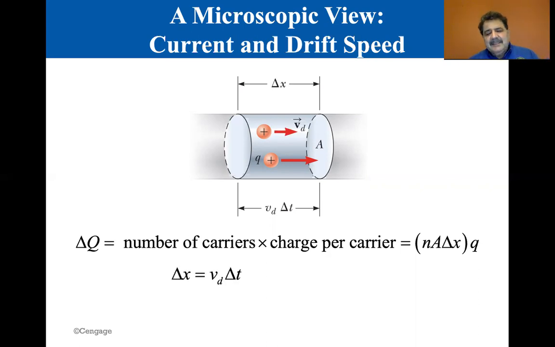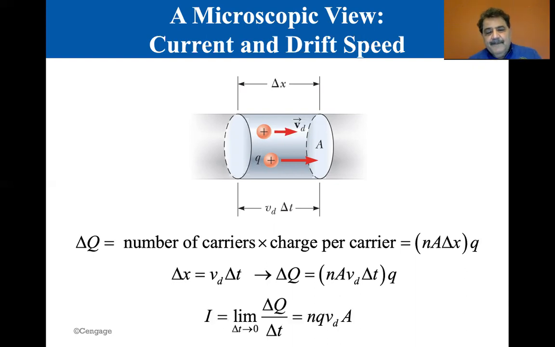Well, distance equals rate times time. Delta X is equal to v_d delta t, where v_d here is the drift velocity. We'll explain that in a little bit. The drift velocity times delta t. So substituting v_d delta t into the above equation, we get big delta Q equals n A v_d delta t times q.